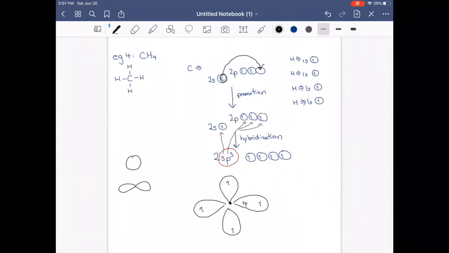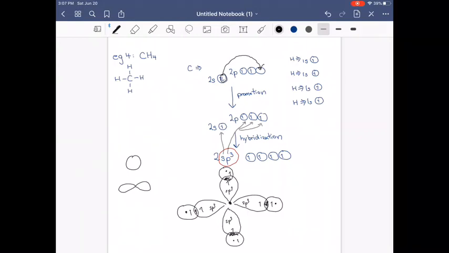So sp3. It's not a p orbital. Don't think it's 2p orbital. This is 4 sp3 orbitals, and each orbital is overlapping with hydrogen 1s orbital. Hey, look, I'm actually drawing the electron, which I haven't been doing. Okay, here's the blending.